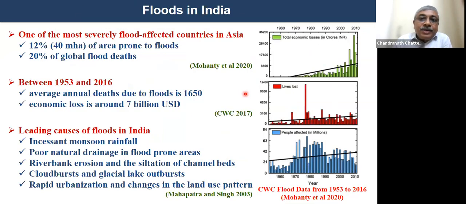If you look at floods in India, let's not go into the statistics, but these figures show the total economic losses, the lives lost, and the people affected over the years. For the last 50, 60 years, this is how it has progressed. And for all three, you can see that there is an increasing trend, which is also a concern.